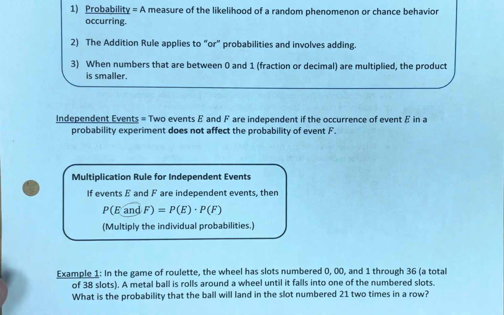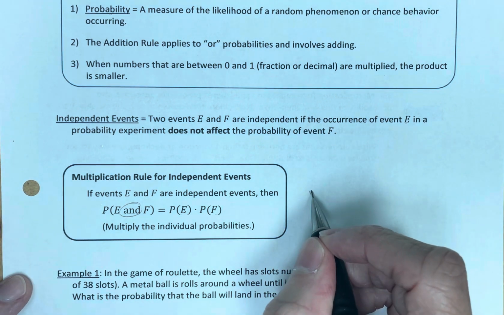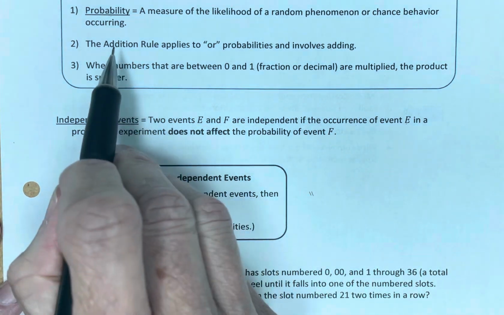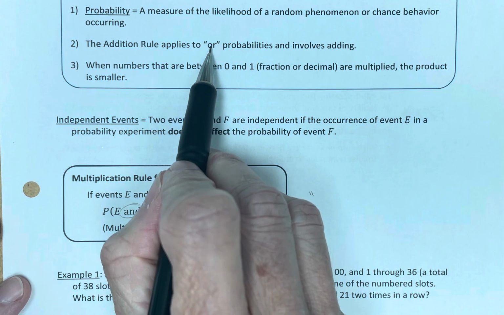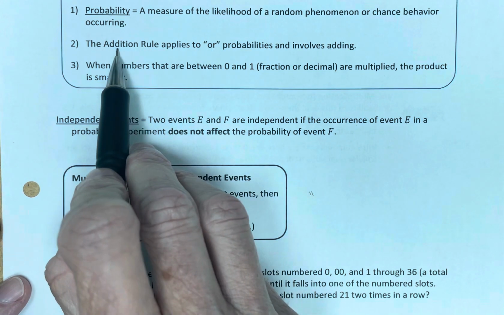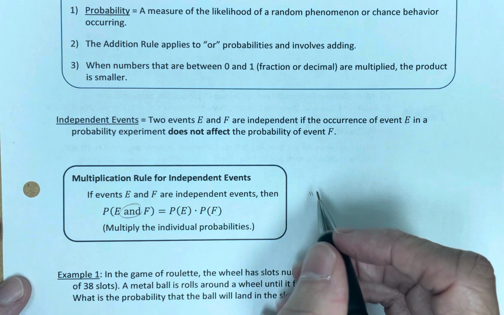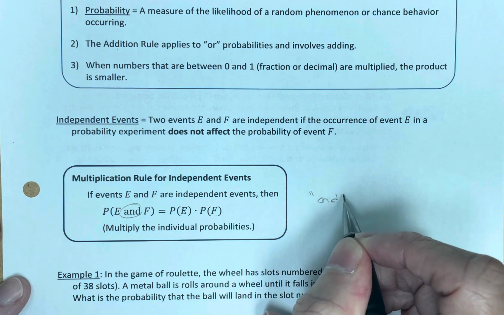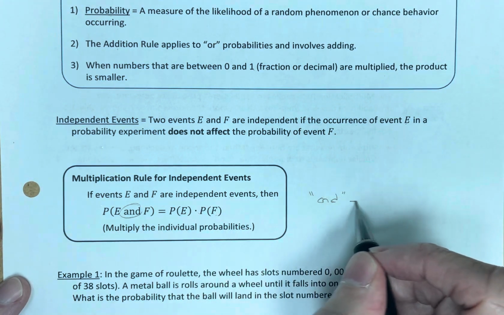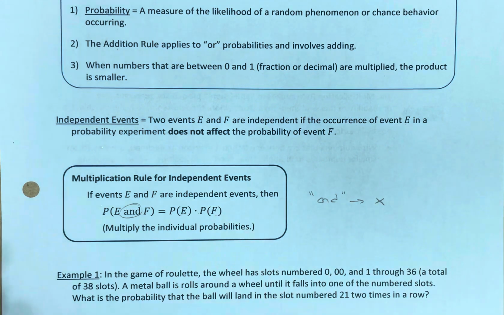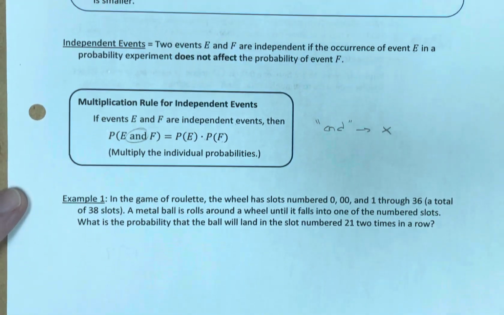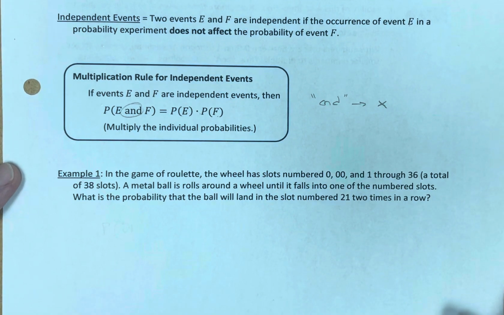Notice the word and. When we have the word or, we add. When we have the word and, we multiply. And so let's take a look here and see how this one works.